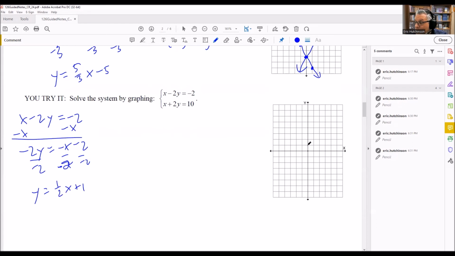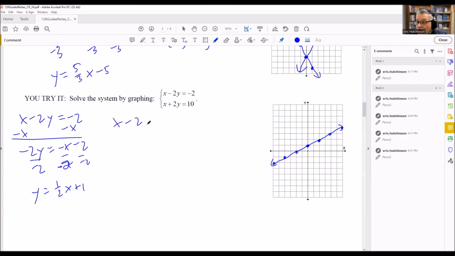So 1/2 x plus 1, we start with the plus 1 there. We're going to go up 1 and go 2 to the right. Up 1 to the right. We can keep doing that. If you want, you can also go in the other direction. You can treat this as negative over negative. So you can go down 1 and go 2 to the left, down 1 to the left, like that. And we get our line drawn just like this.